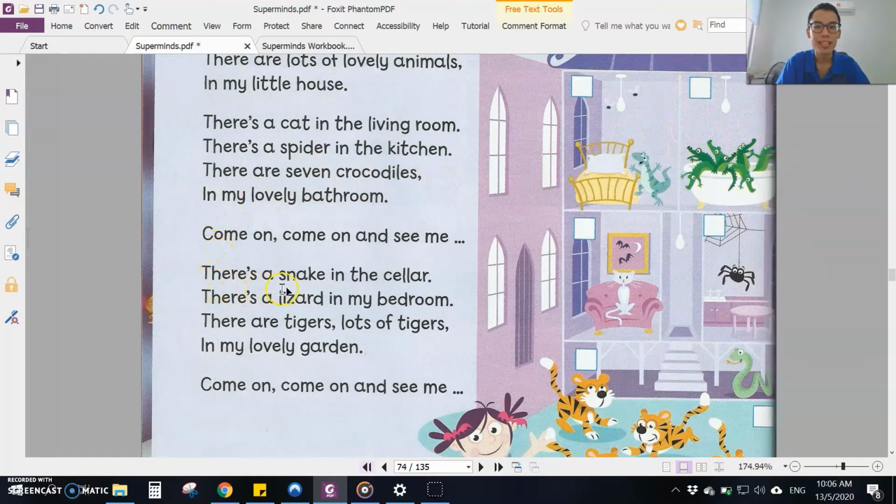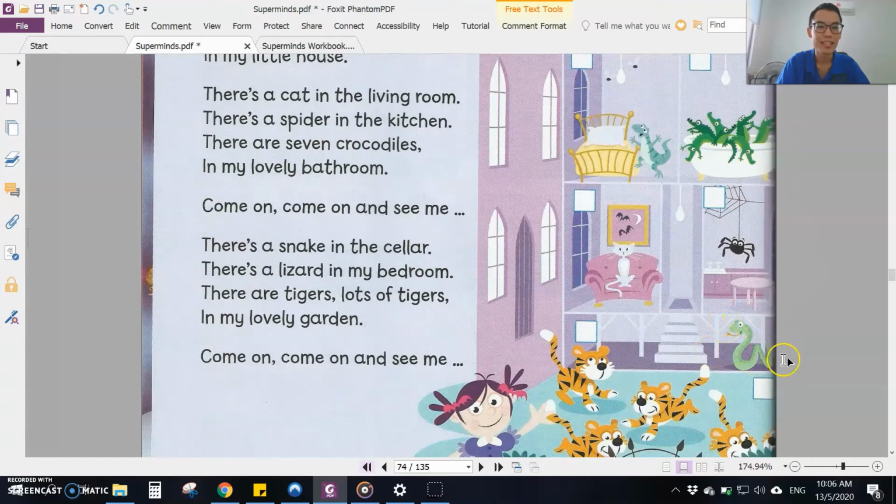And then there's a snake in the cellar. Can you see the snake here in the cellar? Do you remember what the cellar is? It's a basement. Can you see the stairs going down? So snake, number 4.